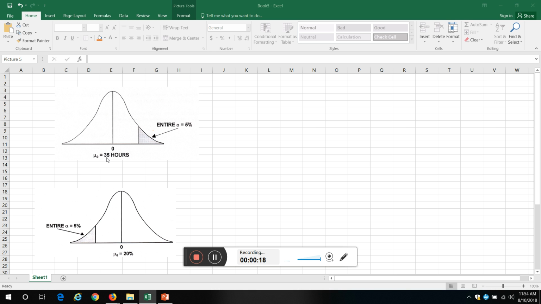Maybe a trip takes an average of 35 hours. So what are the odds of me getting, say, more than 40? This is a one-tailed test. So I'm saying, well, I'm willing to put up with a 5% chance that I get it wrong.